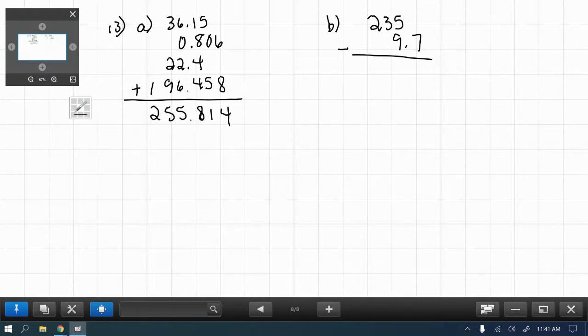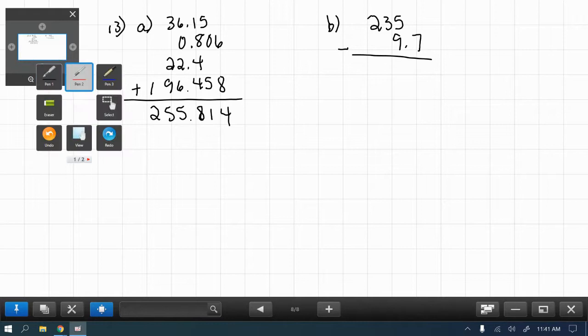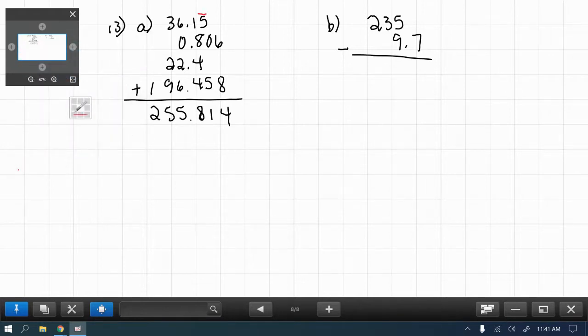All right. So we want to look at the rightmost number in all of these: 5, 6, 4, 8. Which number is the leftmost? The 4. So your answer would be 255.8. That should have been your answer. Okay. 235 minus 917. 225. And it's not.